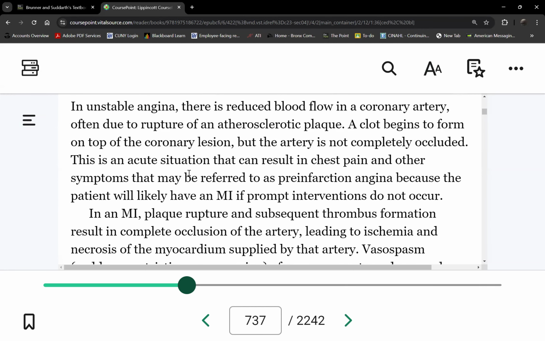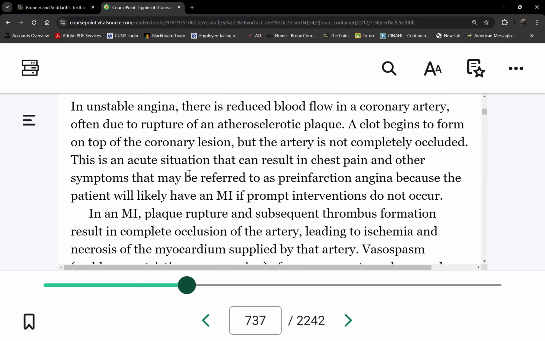However, can the patient who has unstable angina progress to an MI? Yes. So right now, it may be unstable angina because the clot did not completely obstruct the artery, but can that change? Yes, there could be another clot later that will obstruct the artery and become a full-blown MI.